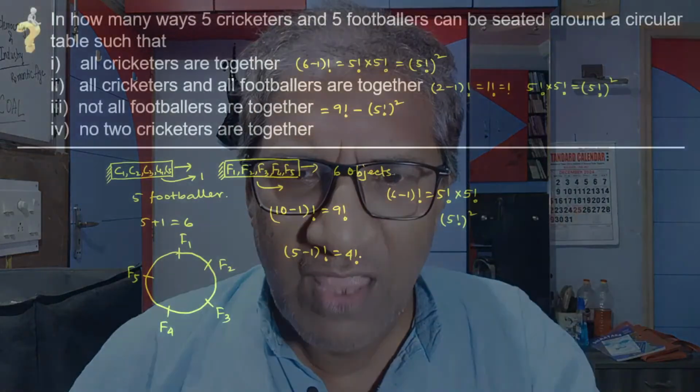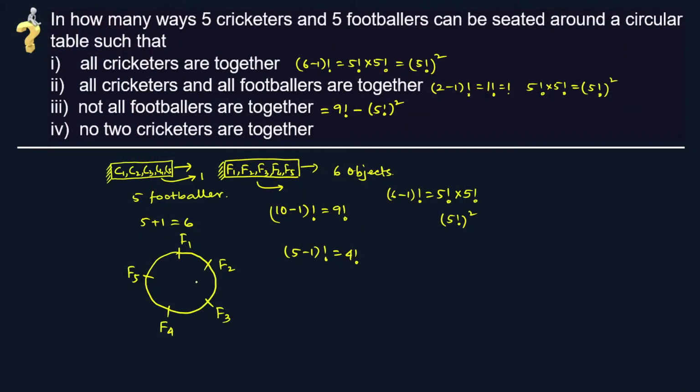Getting my point? So the total number of ways these 5 footballers can be arranged is factorial 4 different ways. Now, there are 5 seats in between those 5 footballers. So in these places, the number of ways in which 5 cricketers can be placed will be factorial 5 different ways. Same logic. The moment the footballers take their place, the in-between places are identified.